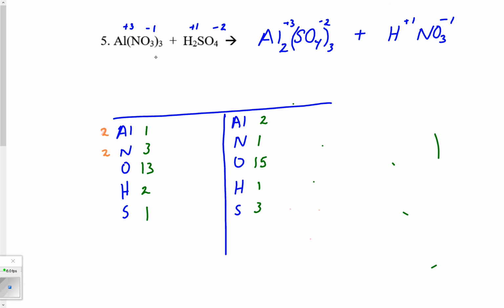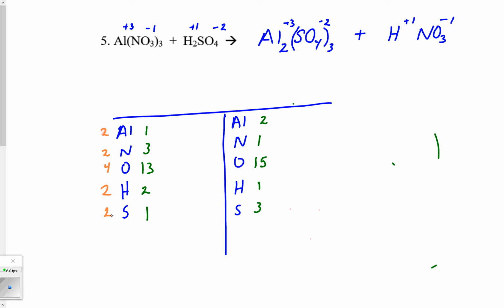I see the letter O 1, 2, 3, and 4 times. So I see 4 oxygens in this problem. How many times do you see the letter H? Well, let's look. There's 1 and 2. How many times do you see the letter S? 1 and 2.